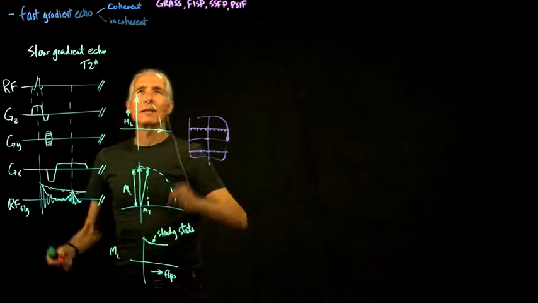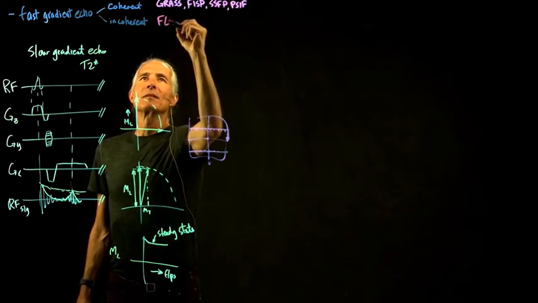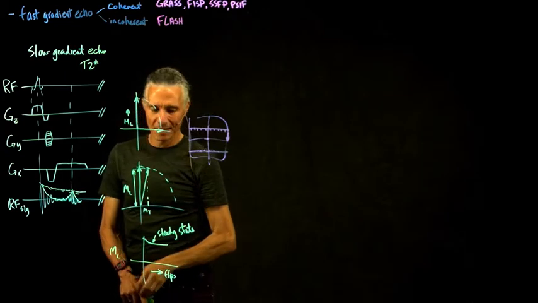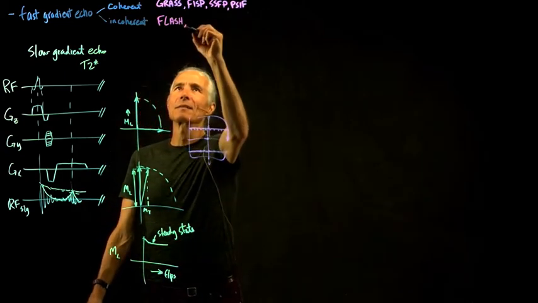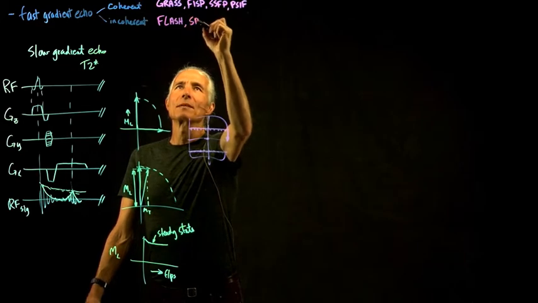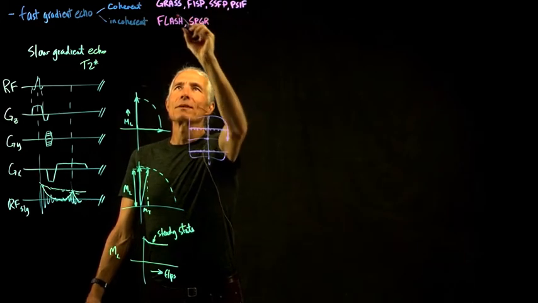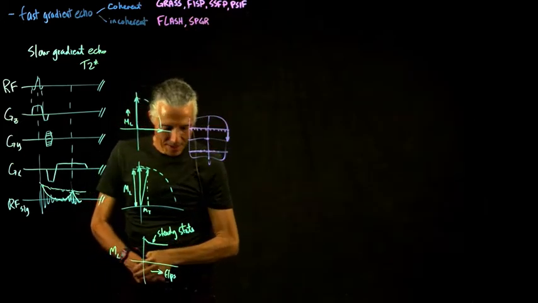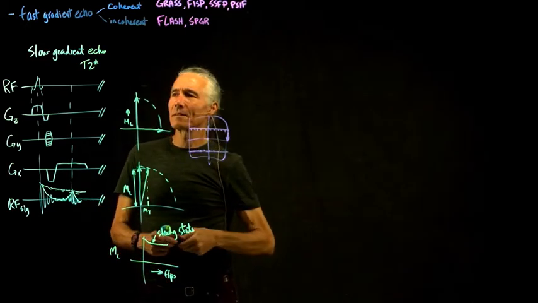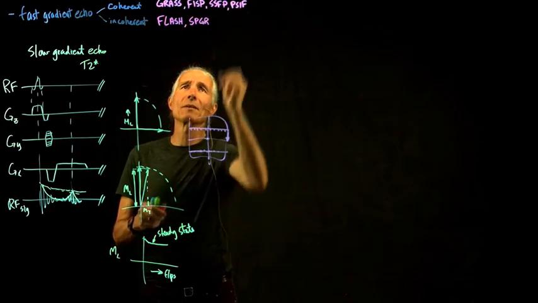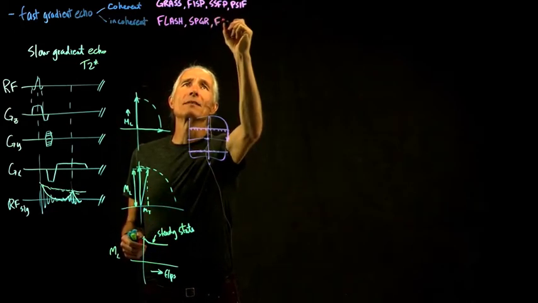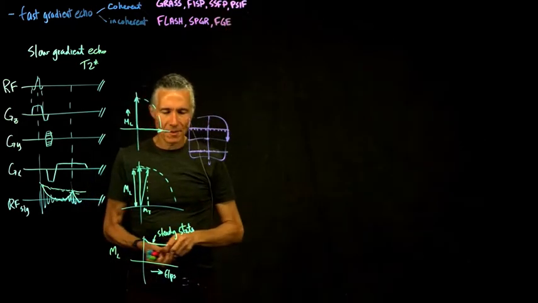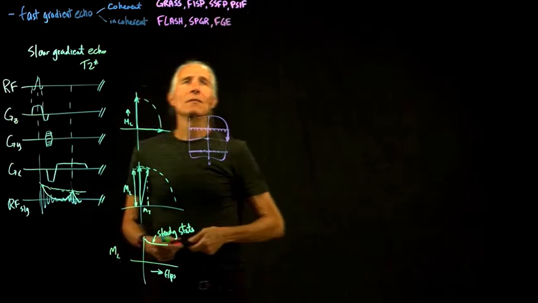The incoherent one, probably the most neutral term for it would be fast low angle shot. So that's FLASH, but it's sometimes called SPGR, which means spoiled GRASS. We'll talk about what spoiling means. And there's a number of other names, but sometimes it might just be called fast gradient echo, or just spoiled.